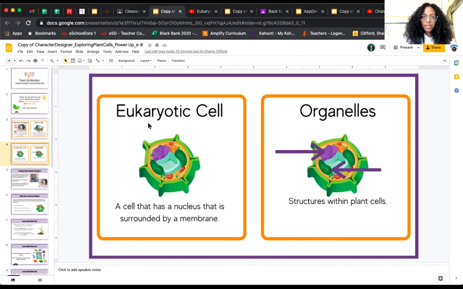So a plant cell is a eukaryotic cell. I know that's a funny looking word, eukaryotic. A cell that has a nucleus and it is surrounded by a membrane. In fact, animals and humans have eukaryotic cells as well. The structures inside of the plant cell, all those little things that you see making up the cell, are called organelles. And you're going to learn more about the organelles and all their functions for your characters.